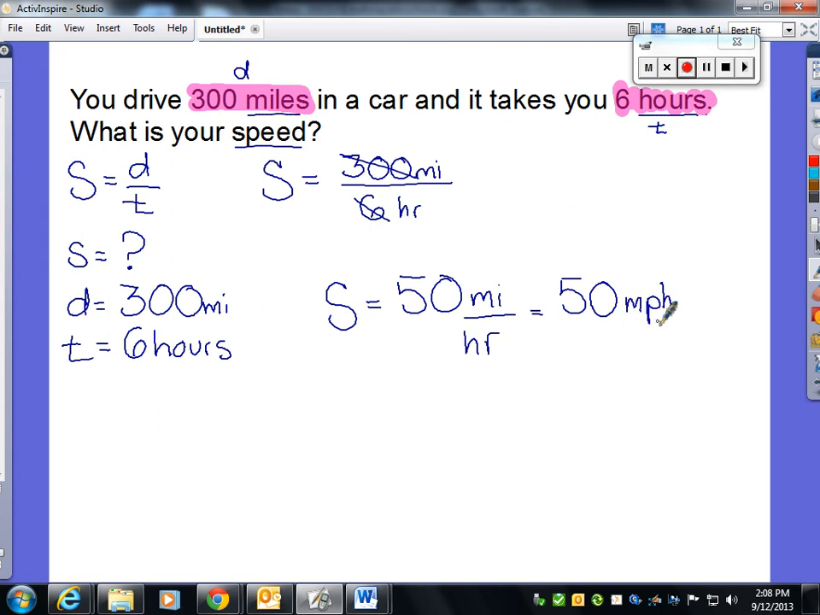And remember, the P here, per, stands for divide. Okay, so whenever you see that word per, or see the letter P for something, you know that you're going to divide those two variables.